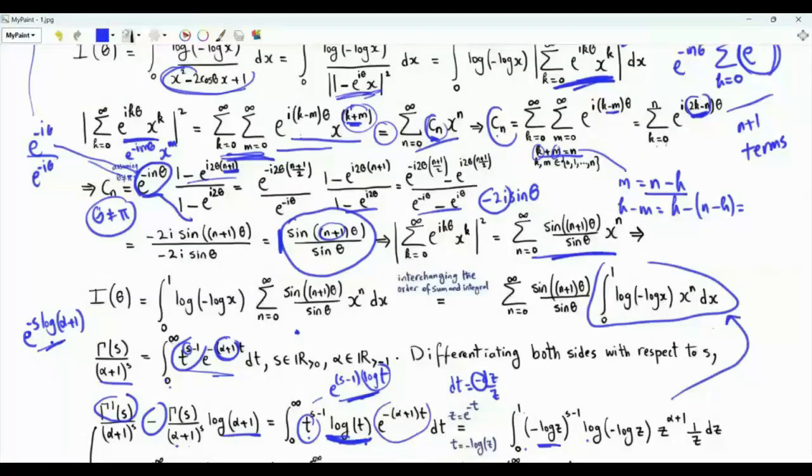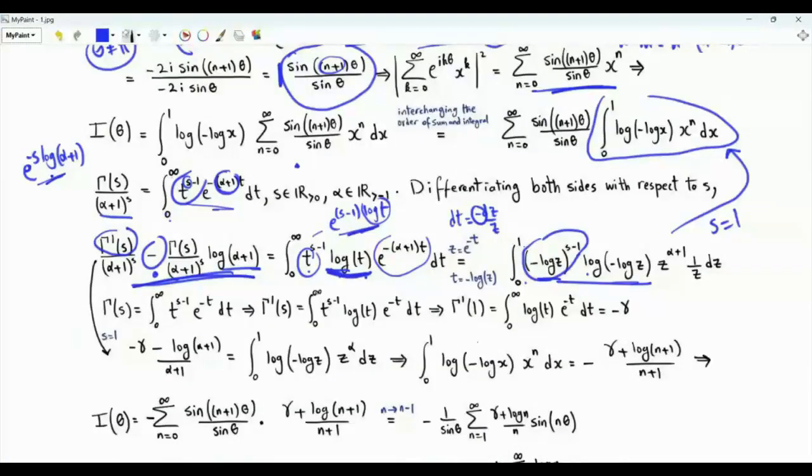Recall that we are interested in this integral here. The way to go is to use this identity with s equal to 1. If s is 1, this term is equal to 1, and we have on the right hand side the integral of log of minus log z times z to the power alpha. What about the left hand side? If s is set to 1, gamma of 1 is 1. This part here becomes minus log alpha plus 1 divided by alpha plus 1.